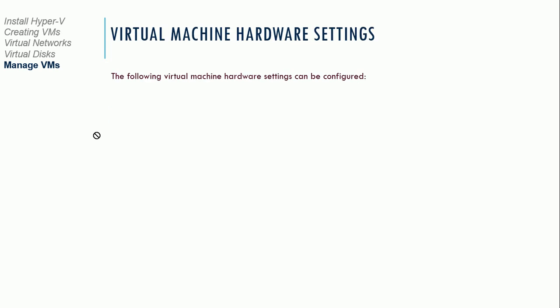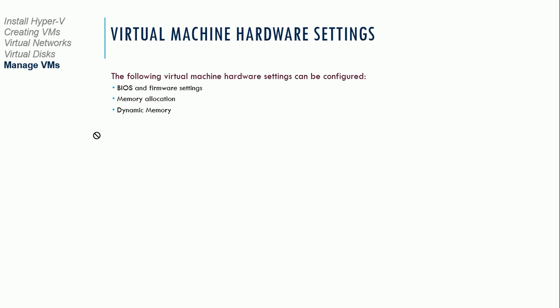So for virtual machine hardware settings, you can configure BIOS and firmware settings, just like you can on a physical machine. When you're booting up a physical machine, you can hit the delete key or F2 or whatever it is to get into BIOS and make changes, or UEFI. You could do the same thing with your virtual machine with Hyper-V. You can allocate memory to your virtual machines.